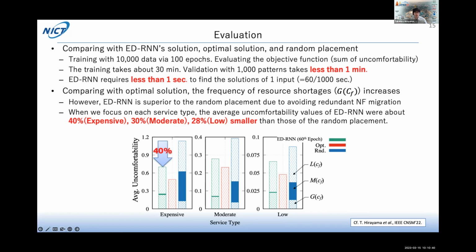Compared with optimal solutions, the degradation due to resource shortage increases. However, our approach is superior to random placement. This is because it avoids redundant function migration. The performance is 40% better than the random placement when we focus on expensive services.